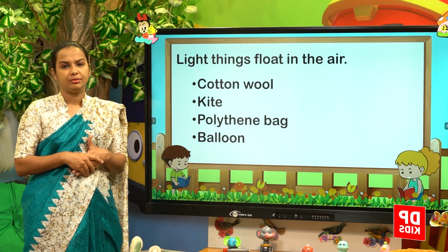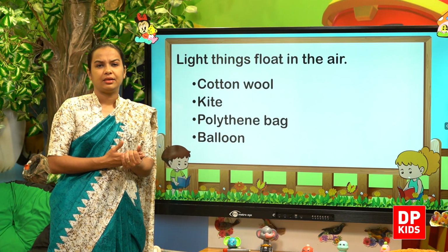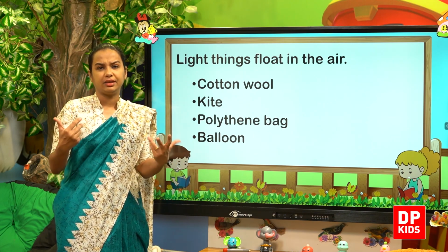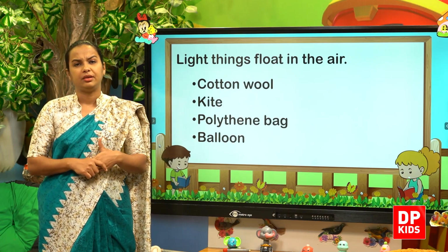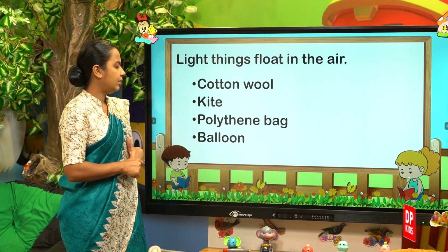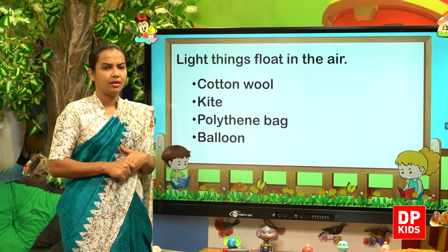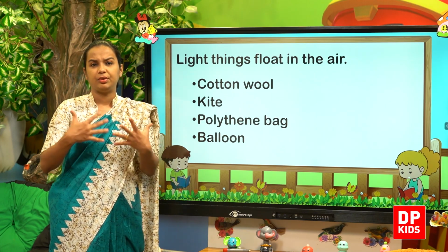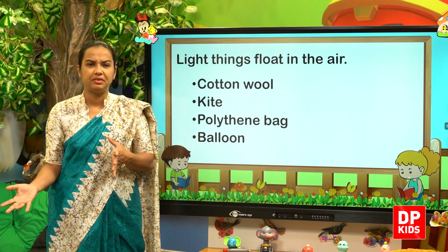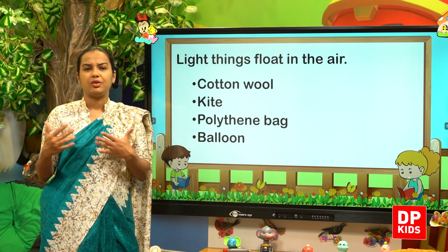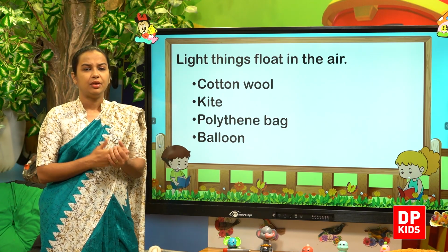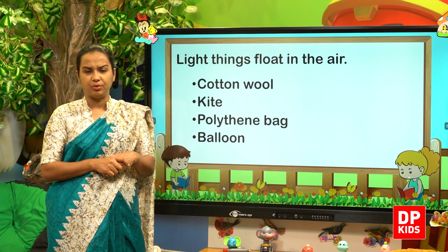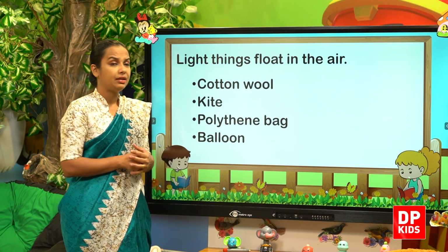Kite. Utala dannawane. The kite always float in the air. Hulagat ekka ekata uda paawenna puluwa. Then the polythene bag. Utala dura dakala thiyenone polythene bag hulagata paawi paawi yana. So that also can float in the air. Polythene bag ekak ahase paa karanna puluwa. Inflate the balloon.